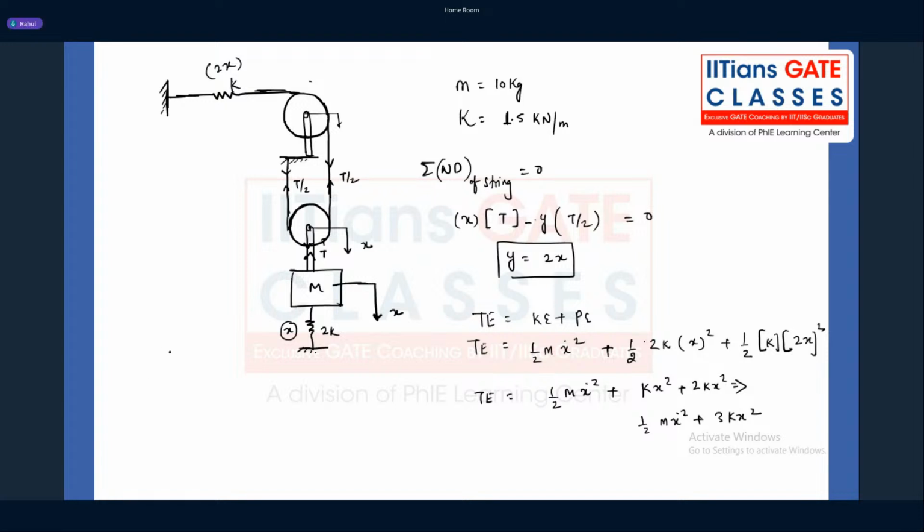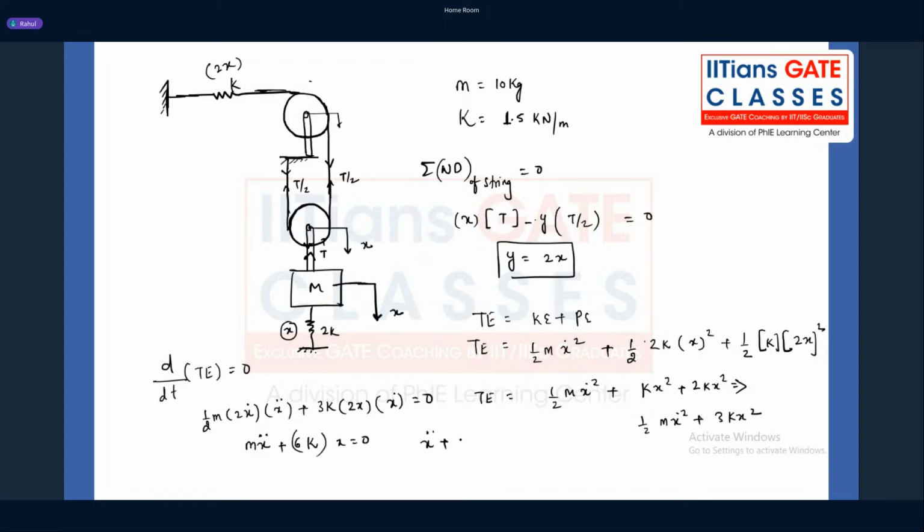Finally, the energy method. d by dt of total energy has to be equal to 0 because there is no damper. If there is no damper, total energy will remain constant, and if you differentiate with respect to time, it has to be 0. So half of m 2x dot x double dot plus 3k into 2x x dot equal to 0. So m x double dot plus 6k x, taking x dot common, equal to 0.